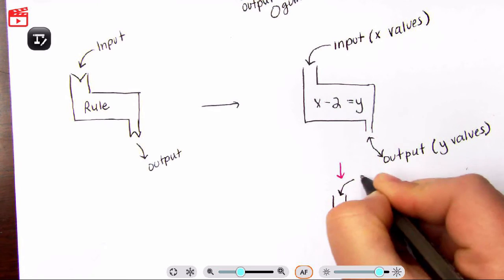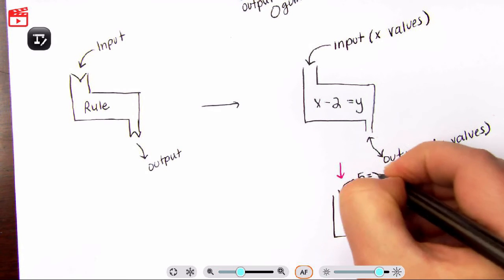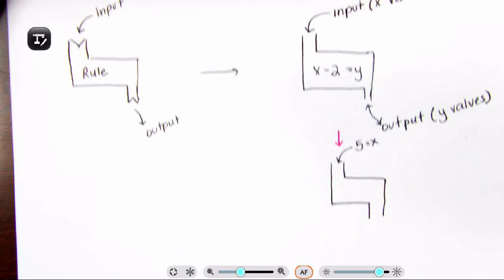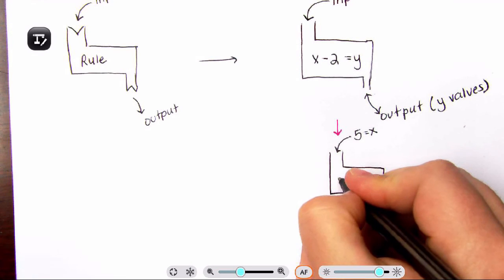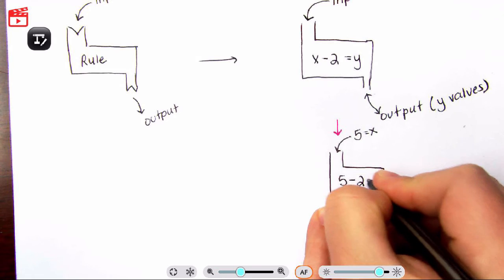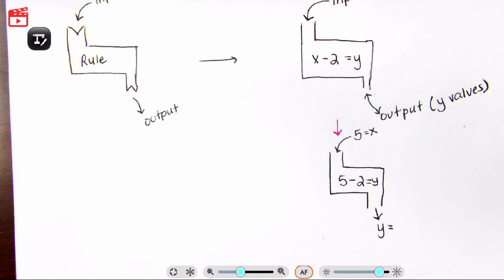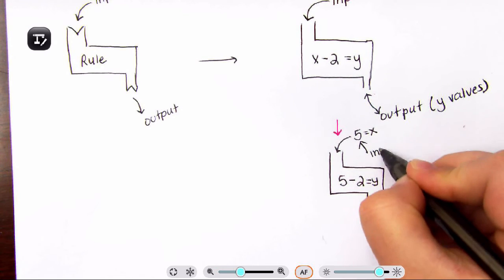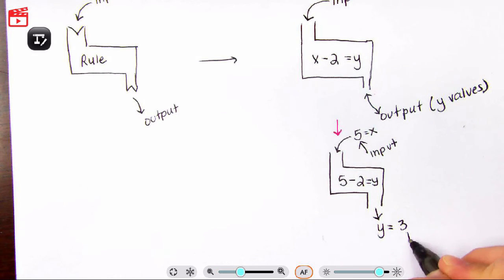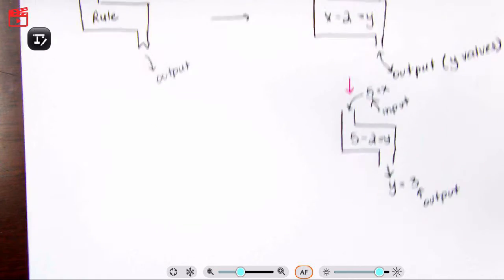I'm going to input 5. I'm going to substitute in 5. Here's my rule: 5 minus 2 is equal to y. My output is y. So what is 5 minus 2? 5 minus 2 is 3. So my input was 5, my output was 3. Input, output. What am I inputting? 5. What is my output? 3.